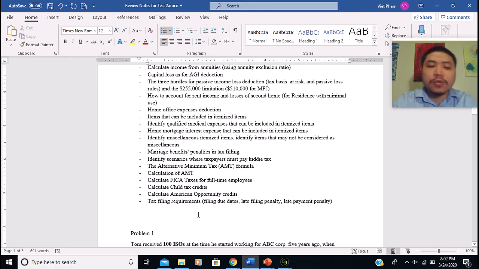And then the last item that we talk about in chapter 8 is the tax filing requirements. So I'm not going to spend a lot of time. I'm not going to ask you a lot about this, because we already talked about this quite a lot in previous chapters, in chapters 1 and 2. So I probably am going to ask you about the due dates of the filings.